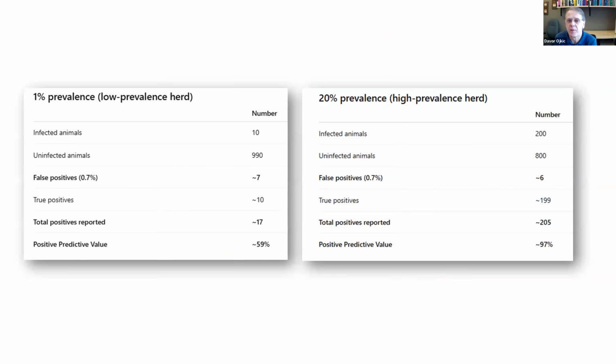Or in low prevalence herds, like if you have low prevalence at 1%, you're basically going to detect all 10 reactors, or true infected animals, but you're going to generate 7 false reactors on top of those 10. So in a low prevalence situation, the positive predictive value of ELISA with 99.3% specificity is actually 59%. If you go to a high prevalence situation, then the situation changes and the prevalence is much higher.